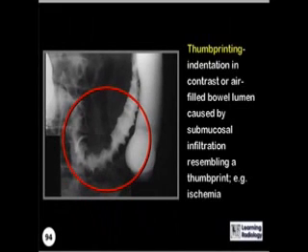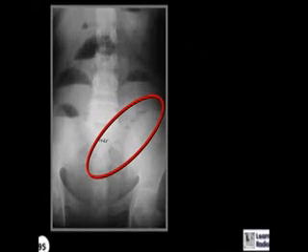Thumbprinting, the indentation in a contrast or air-filled bowel lumen caused by submucosal infiltration, resembling a thumbprint, for example, in ischemic bowel. What is this arrangement called?